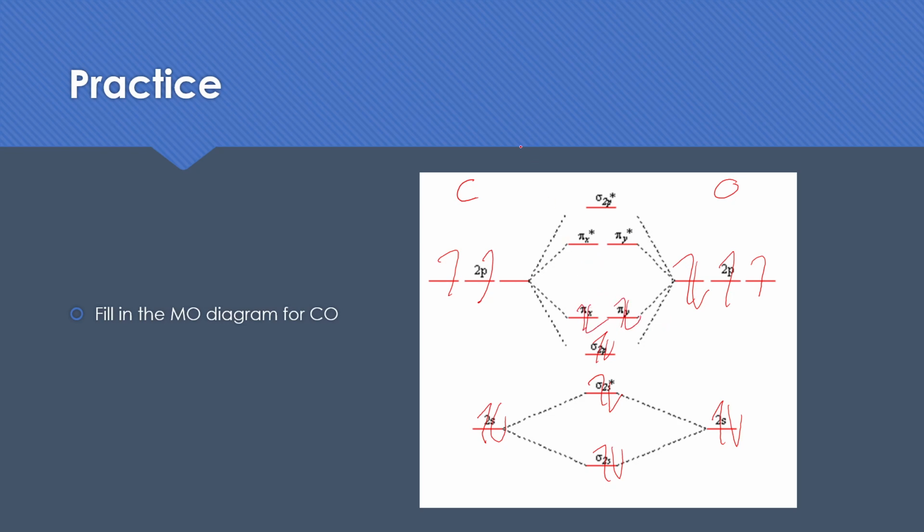So it is diamagnetic, and the bond order for carbon monoxide is going to be the number of electrons in bonding orbitals, 8, minus electrons in antibonding, 2, over 2, or 3. And if you were to draw the Lewis structure, you would find that it is indeed a carbon-oxygen triple bond.